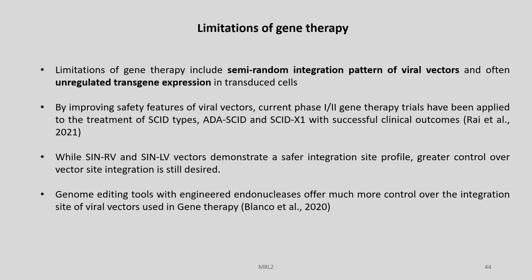However, gene therapy has certain limitations. What are the limitations of gene therapy? They include semi-random integration pattern of viral vectors and often unregulated transgene expression in transduced cells. And by improving safety features of viral vectors, current phase 1-2 gene therapy trials have been applied to the treatment of SCID types, other SCID and SCID-X1, with successful clinical outcomes as reported by Rai et al.